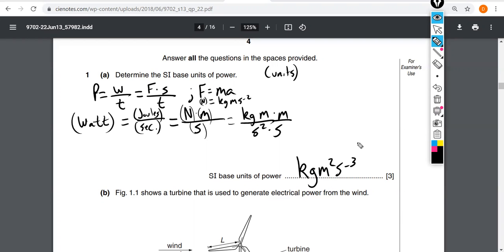So the base units of power, I would just commit that to memory. I'll memorize that right now. Power is kilogram meter squared per second cubed. It is today as we think about it. It will be tomorrow, and anytime in the future you're ever asked to solve for the base units of power.